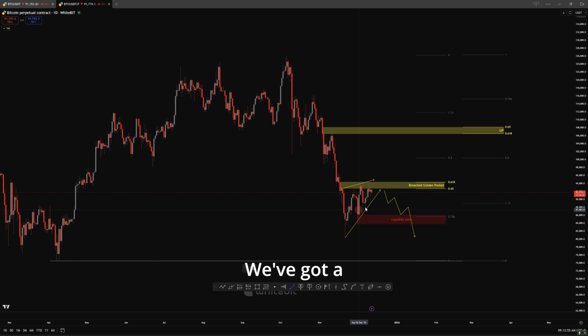What that means is it's right next to the 110k psychological level. Psychological levels end in 0s and 5s. So the 110k is a strong psychological level, the 105k is a strong psychological level, and the 100k again is a strong psychological level because it lines up perfectly with the 0.5 node. So that is the first target for a bullish scenario.